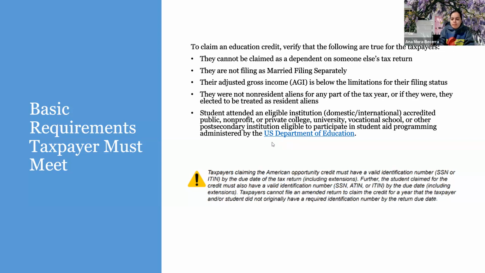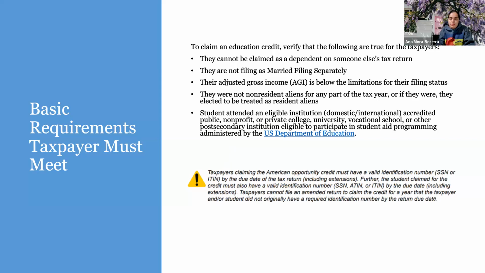And then they need to attend an accredited post-secondary education. With the American Opportunity Credit, the taxpayer has to have a Social Security number or ITIN by the time they are doing the return. So if they're set to get an ITIN or Social Security number later in the year after filing, then they cannot get the American Opportunity Credit.